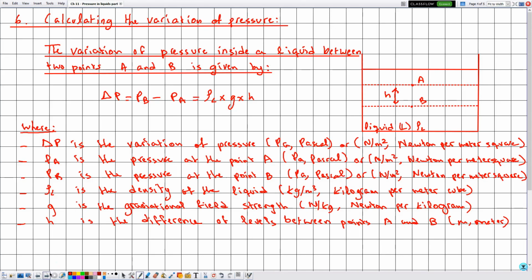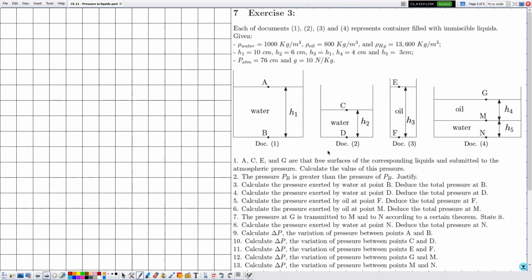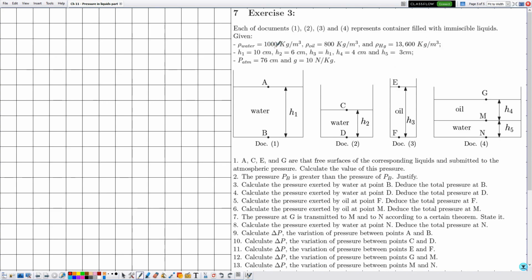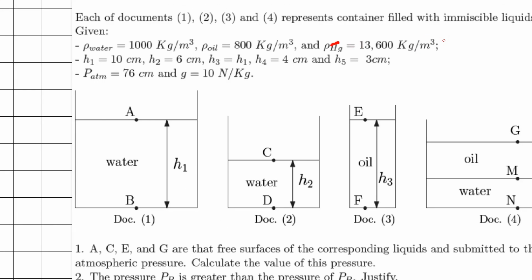And now let's solve the following exercise, which is a direct application of all the previous sections. This exercise is a bit long, but it's easy. Exercise number 3: each of documents 1, 2, 3, and 4 represents a container filled with immiscible liquids. Here the word immiscible means that the liquids don't mix with each other. The density of water is 1000, density of oil 800, and rho Hg is equal to 13,600. Recall that Hg is the symbol of Mercury, so this is the density of Mercury.